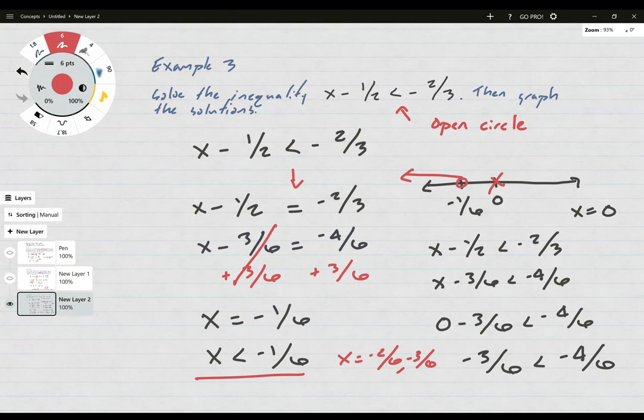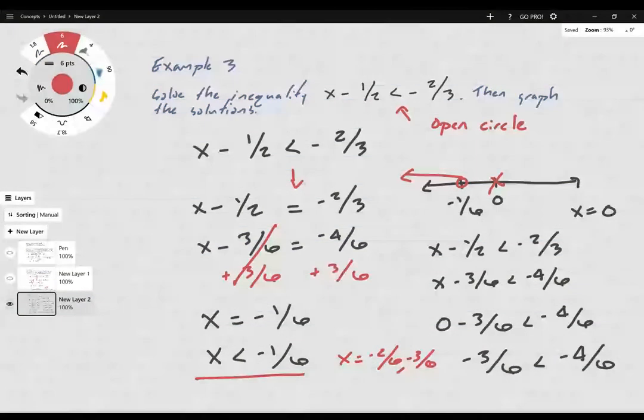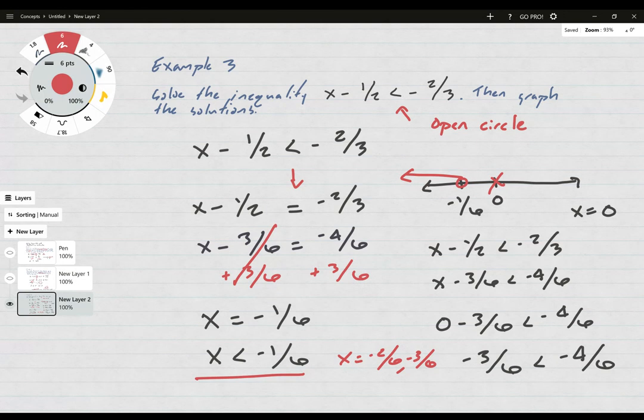So there's 3 examples. You can always replay these if you need to. So this was for lesson 5.4 of just adding and subtracting inequalities. Again, inequalities are going to have more than one solution, which is indicated right here, because it's all possible solutions. X can be anything less than -1/6 in this case.